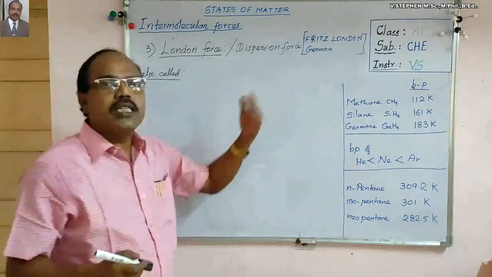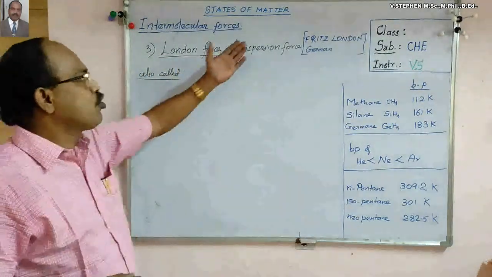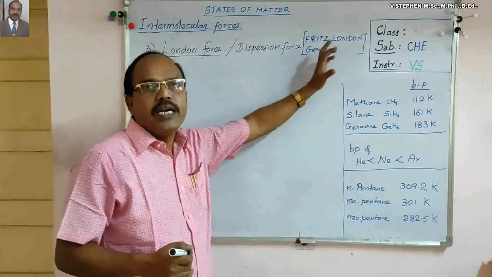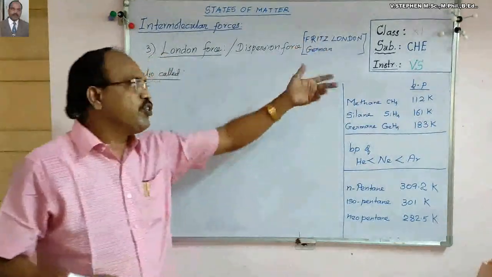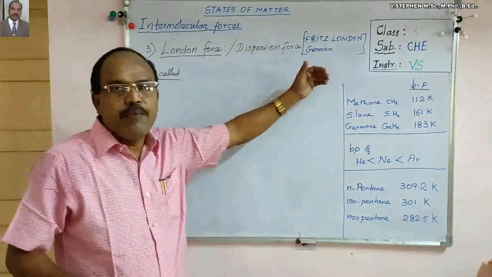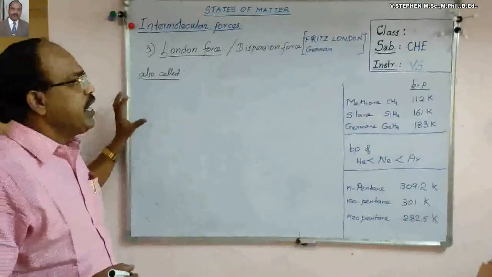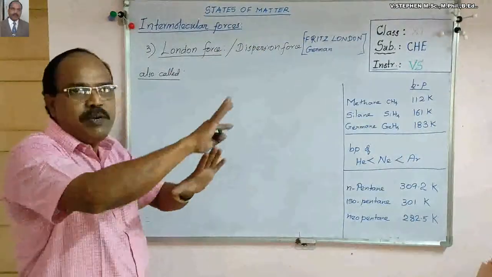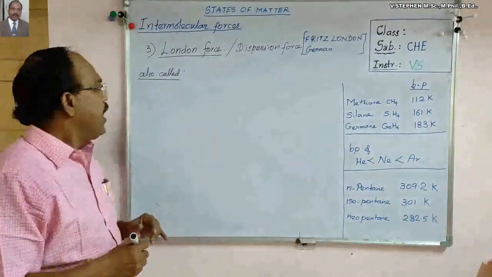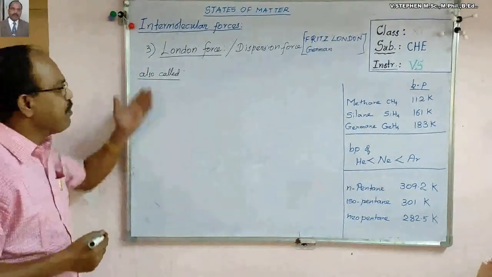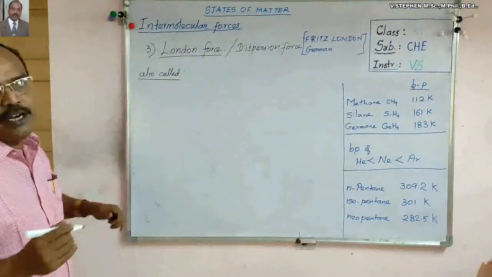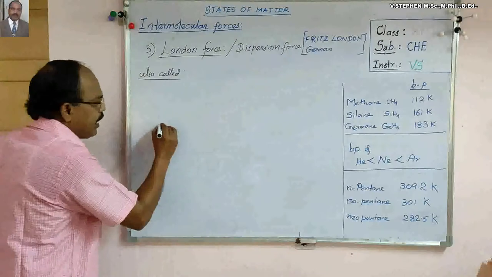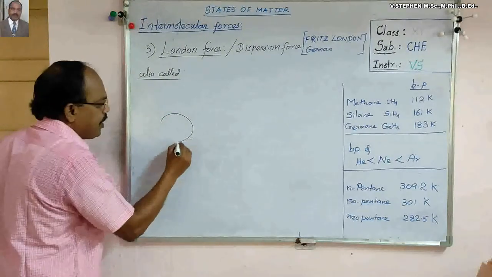So the third theory was proposed by Fritz London, a German physicist, and in honor of his name this is called the London force. It is also called dispersion force, because it will be dispersion related. It is also called by one more name, which I will tell you after explaining. So for that, I am taking a monoatomic gas.